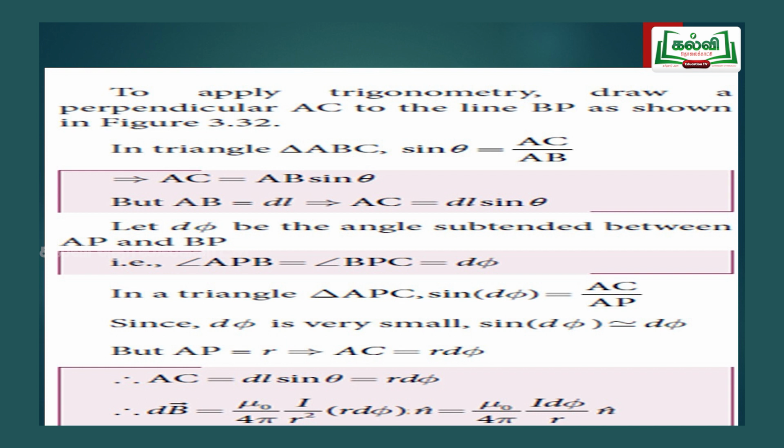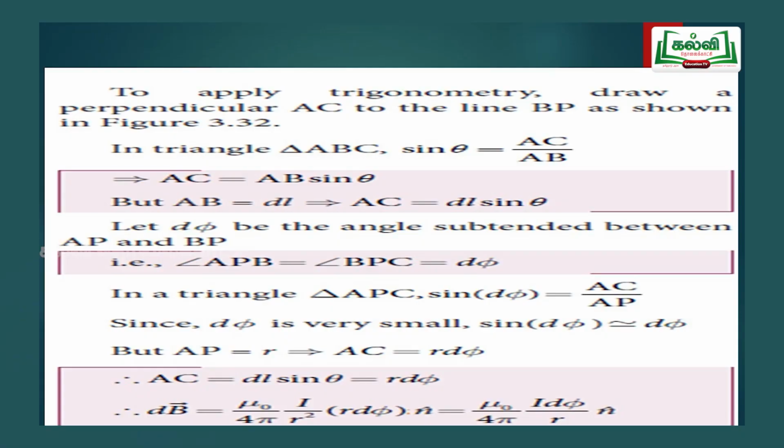Then from the last triangle we find cos phi, and we substitute R from that cos phi. So what is R we have to find, and that is also substituted in equation 1. So we get an equation. Till this, the marks are allotted stage by stage. Then finally we get dB. This dB is the magnetic field due to the current element dl. Now, this is only due to the current element dl.